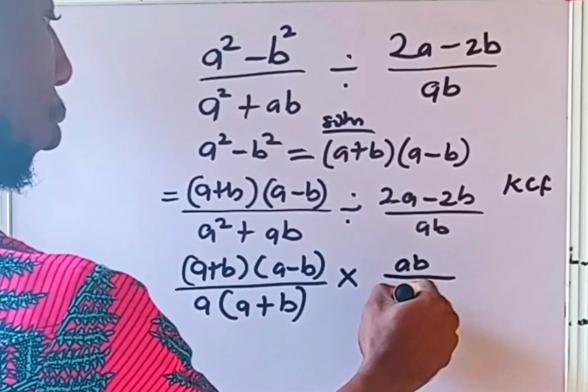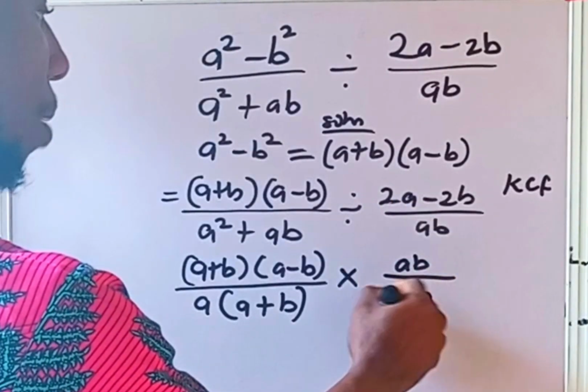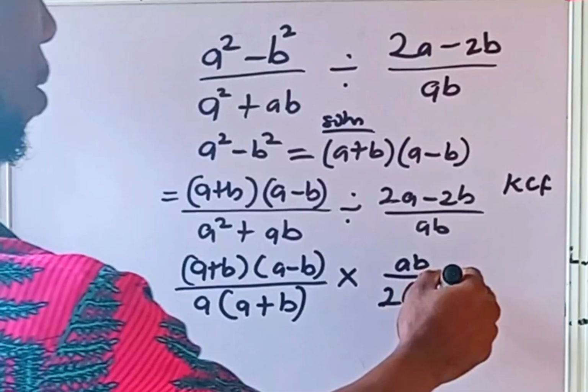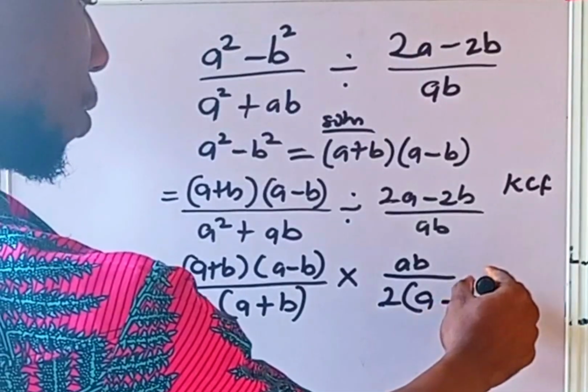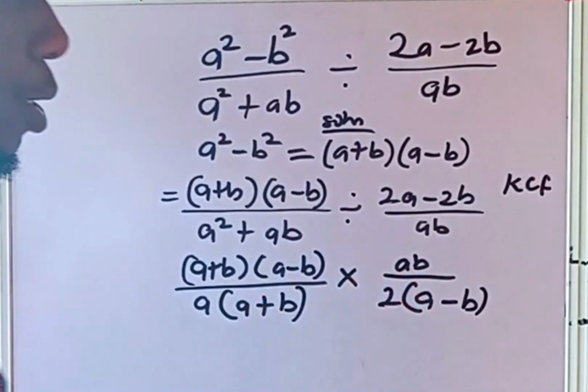The common factor here is 2. All right, you bring 2 out in bracket, which is a. 2 times a will give us 2a. All right, then minus b. 2 times b will give us minus 2b. We close the bracket.